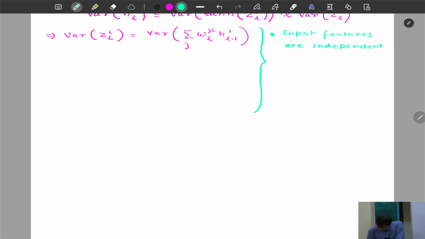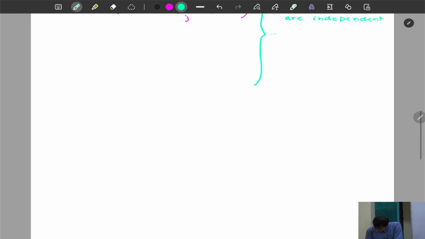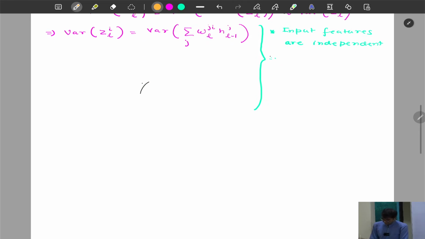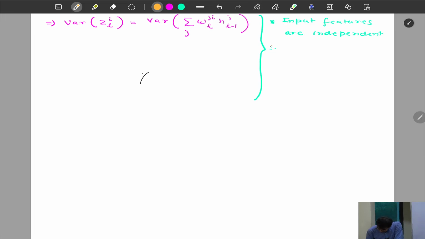The second thing I'm saying is that the weights are independent.